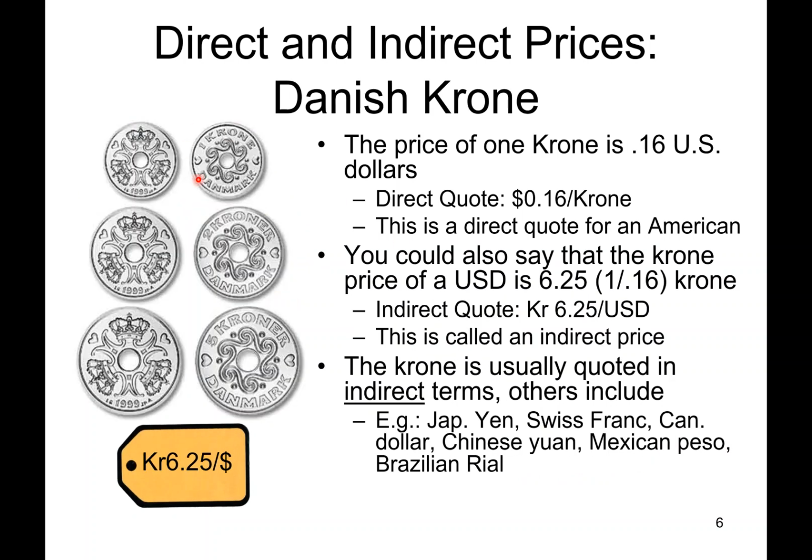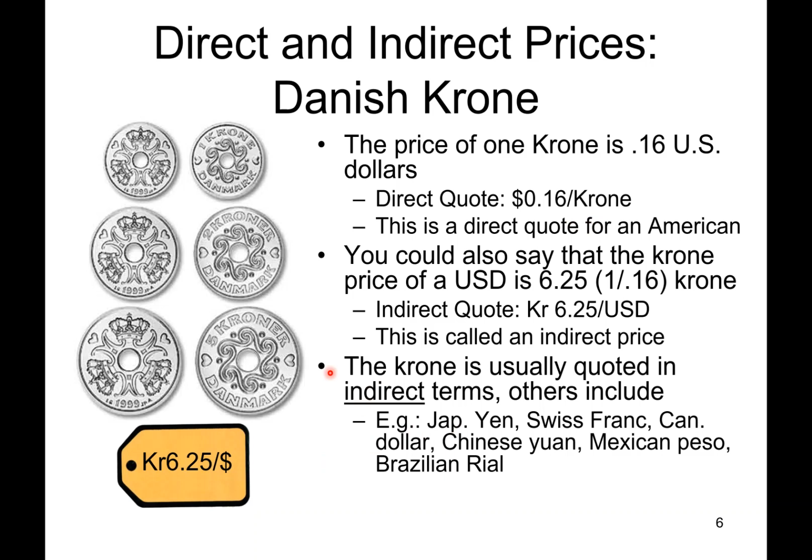Here's another commodity I enjoy, a Danish crown or krone. It sells for about 16 cents or 0.16 US dollars. That's a direct quote for an American, 16 cents for 1 krone. Now you can also invert that and say 1 over 16 cents, and say 6.25 krone is the price of 1 US dollar. This would be an indirect quote for an American. The direct quote would be 16 cents per crown or krone.